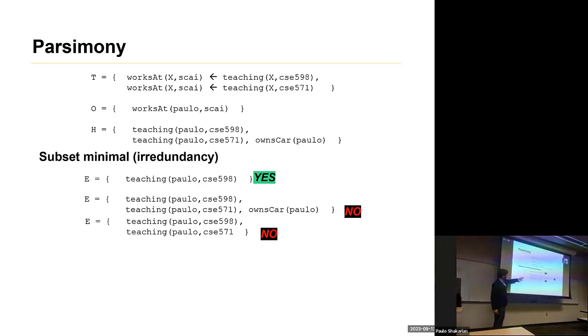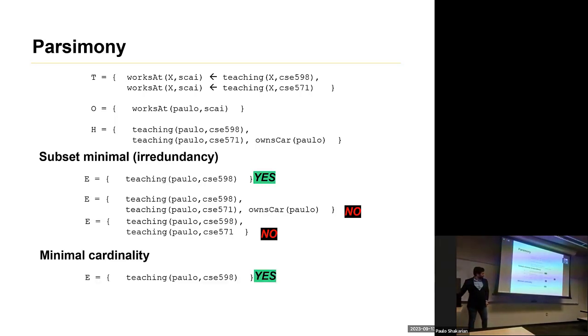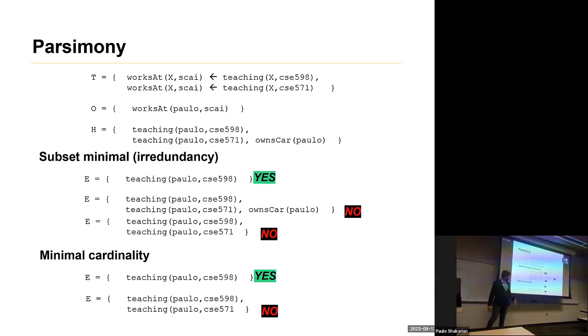Here's another example of one that does not meet the irredundancy requirements. And then minimal cardinality. So clearly anything that was the size of 1, and this does not meet that requirement. Did that answer your question? Yeah. Okay.